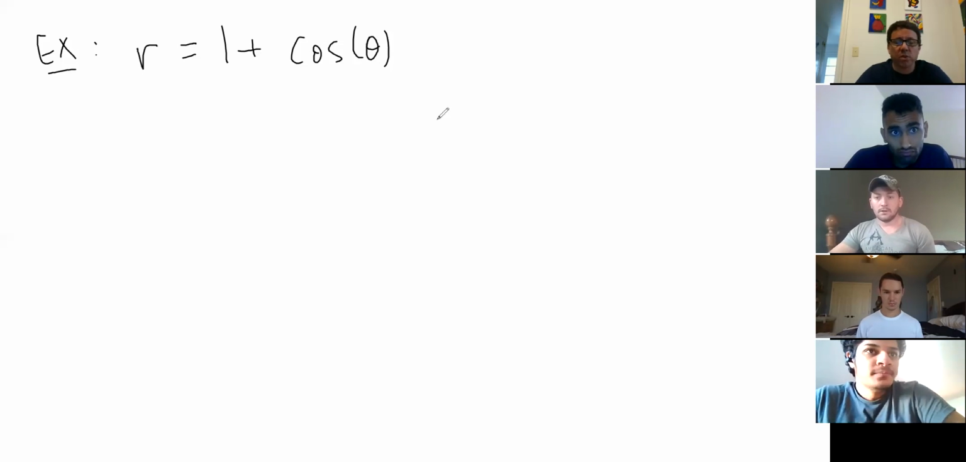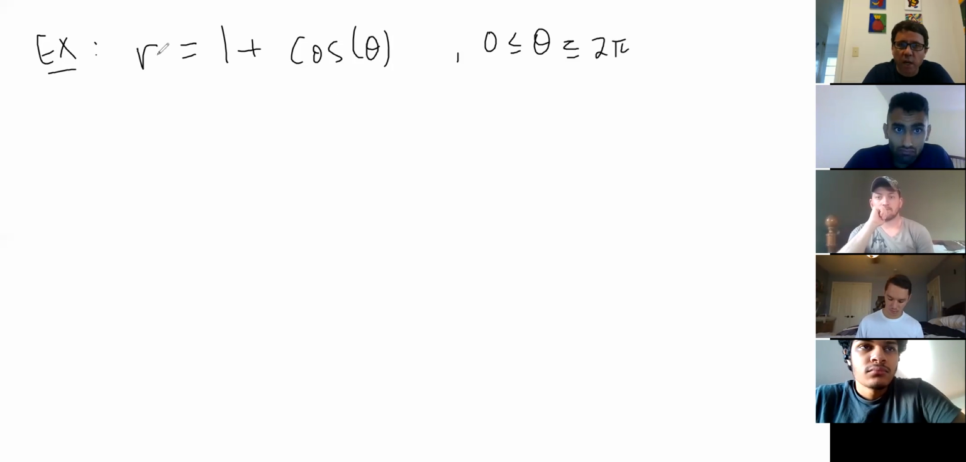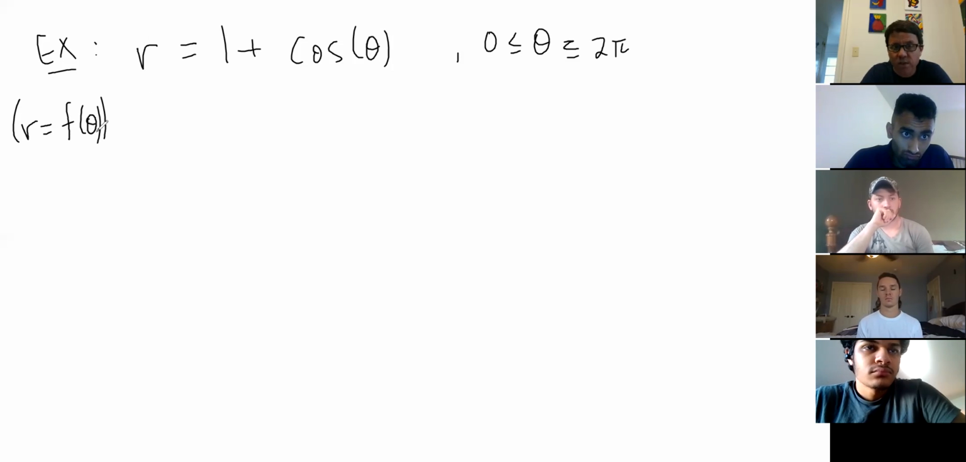R equals 1 plus cosine theta. So this is a function. I'm going to do this for all angles theta, 0 to 2 pi. And so what I've done is I've really written r as a function of theta. So just like normally y is a function of x, I'm going to do r as a function of theta.